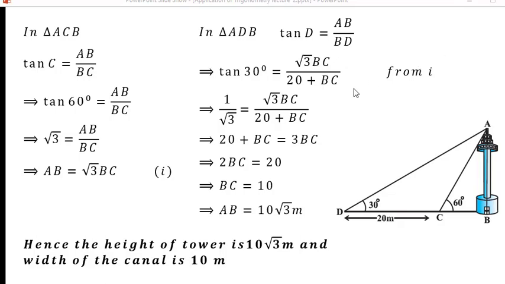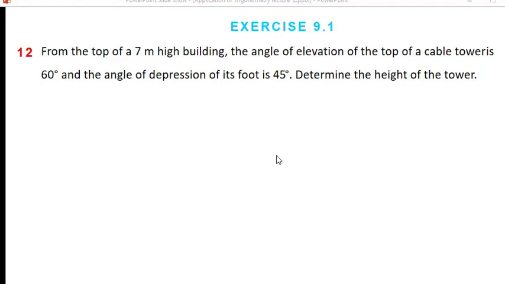Now let us move to the next question, problem number 12. From the top of a 7 meter high building, the angle of elevation of the top of cable tower is 60 degree and the angle of depression of its foot is 45 degree. Determine the height of tower. So there is a 7 meter high building. From the top of that building we are looking at the cable tower. When we see at the top, the angle of elevation is 60 degree from the top of building, and when we see down, then foot of the cable tower is at an angle of 45 degree, and we have to find the height of tower.